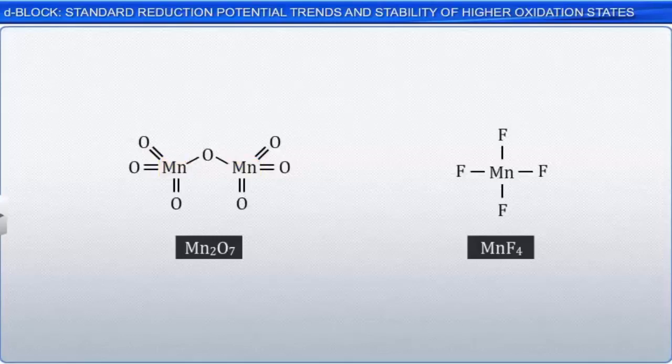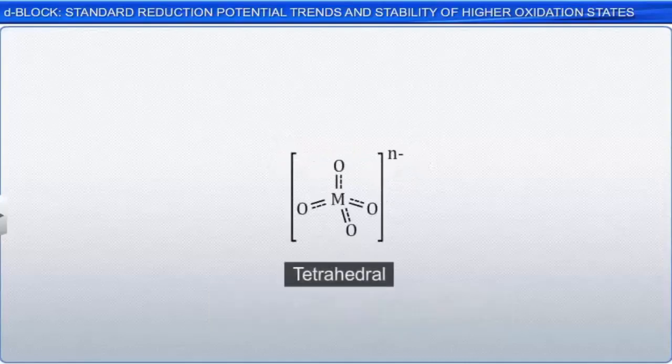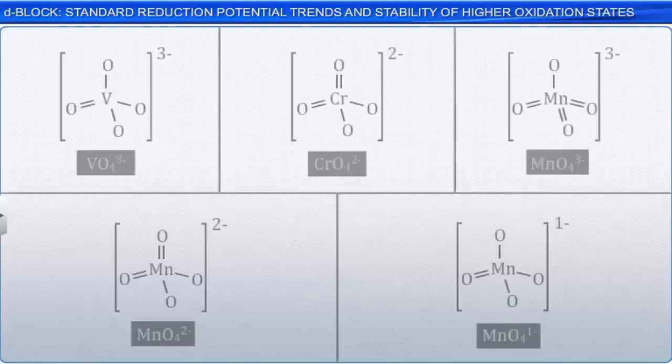This ability can be clearly seen in the covalent oxide, manganese heptoxide. In this compound, each manganese atom is surrounded by 3 doubly bonded oxygen atoms, including an Mn-O-Mn bridge. Similarly, oxygen also forms double bonds in the tetrahedral MO4^n- ions, known for vanadium 5, chromium 6, manganese 5, manganese 6 and manganese 7 ions.